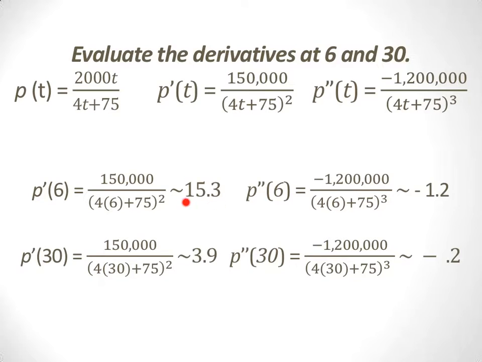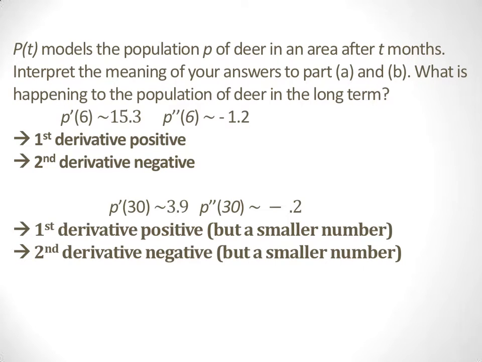You should get approximately 15.3, 3.9, so interesting. After 6 months, first derivative. After 30 months, first derivative much smaller. Second derivative at 6, -1.2. At 30, -0.2. So check those values. Now we go back to the original question, and the original question is telling us this is a model of deer population after t months, and we have to interpret the meaning of these 4 numbers that we have, these 2 and these 2 numbers.